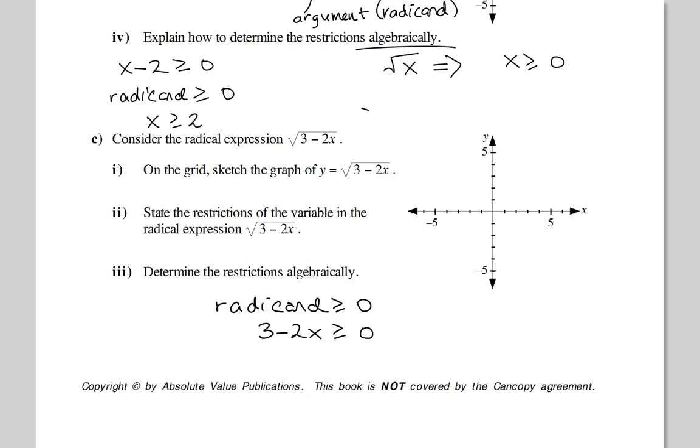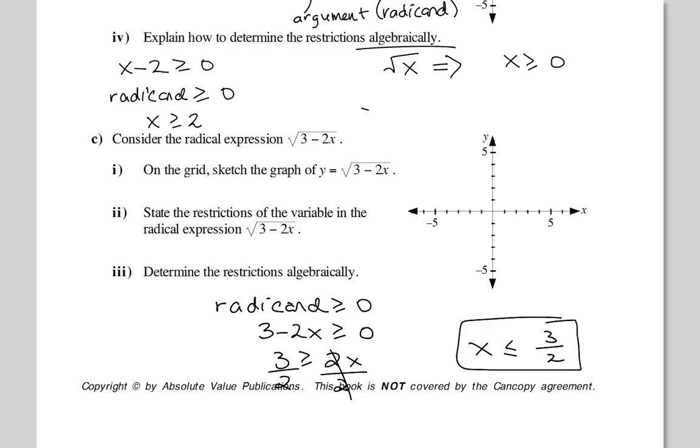Do you remember in junior high, if you divide by a negative, the inequality flips? I don't ever want you to have to worry about that. So move the negative to the other side. Now divide by 2. And the solution is now x less or equal to 3/2. You can see that x points this way, so that means less than 3/2.